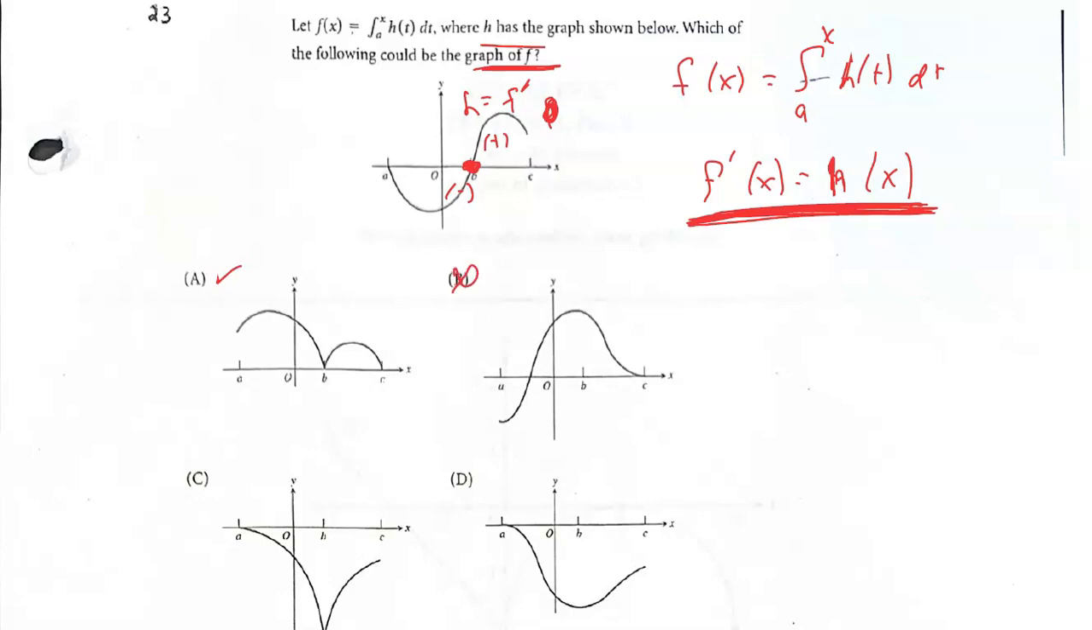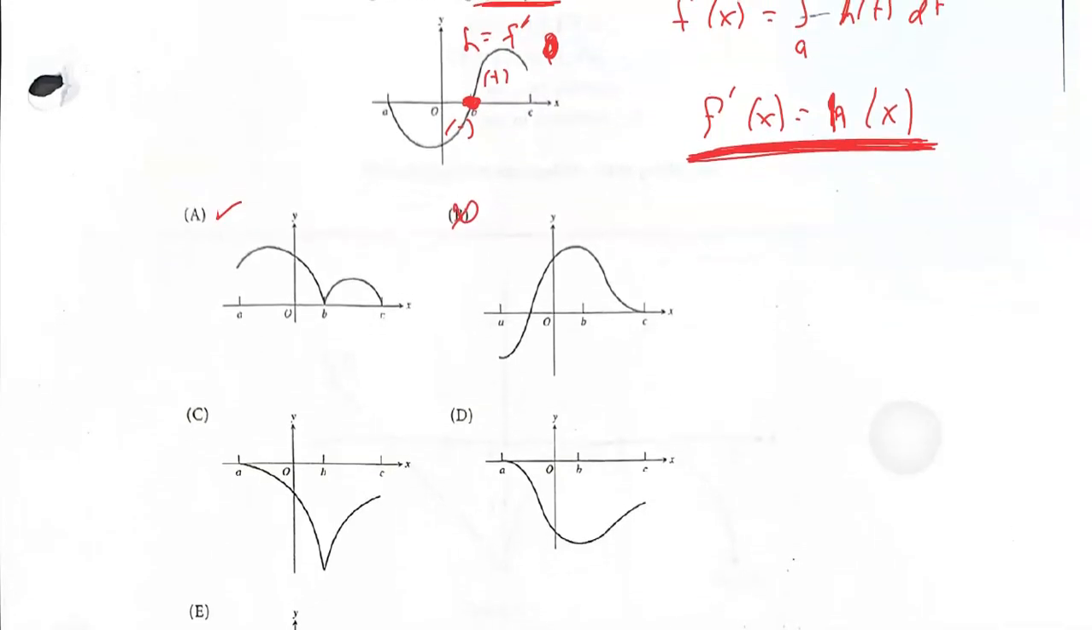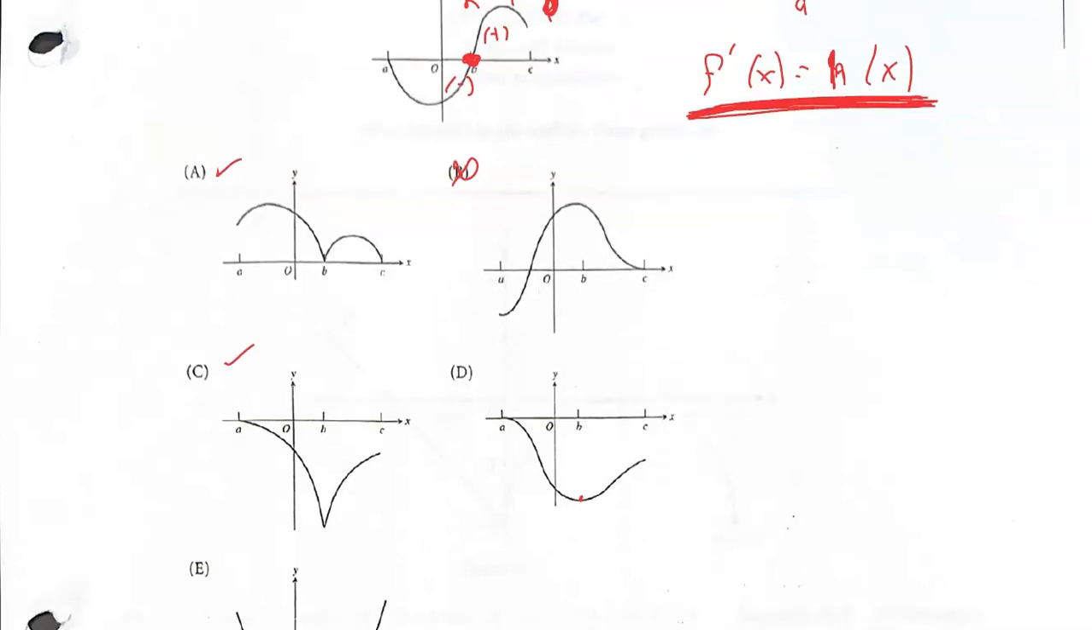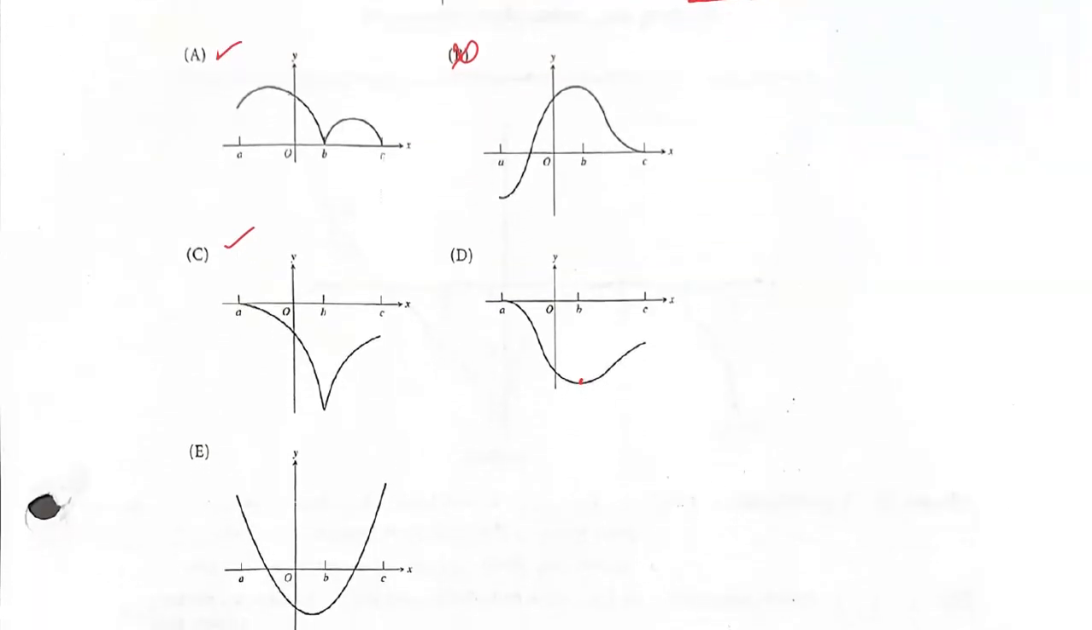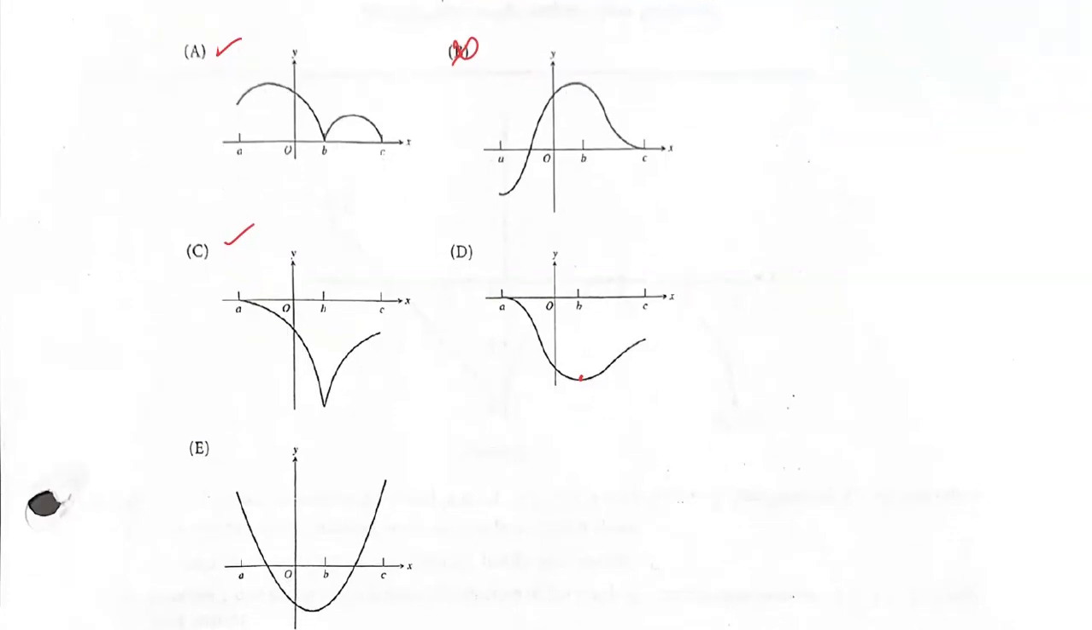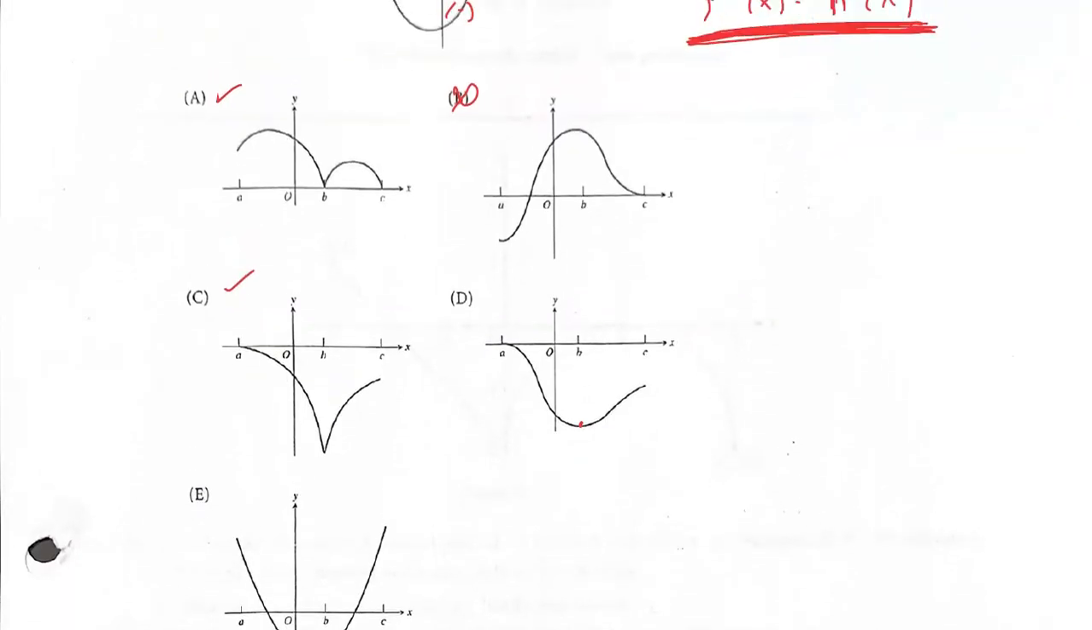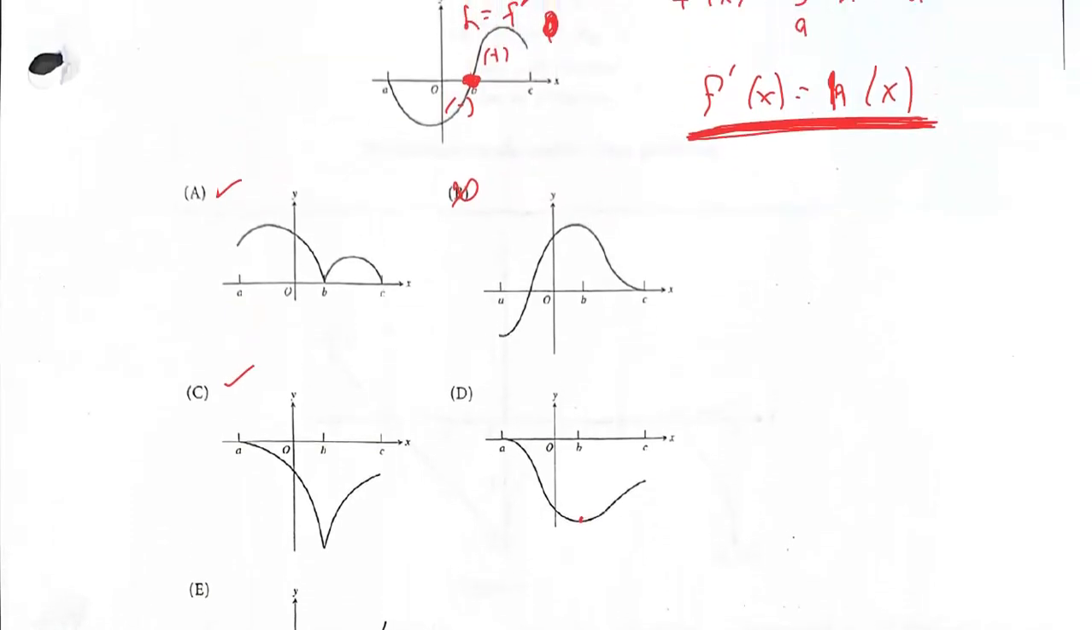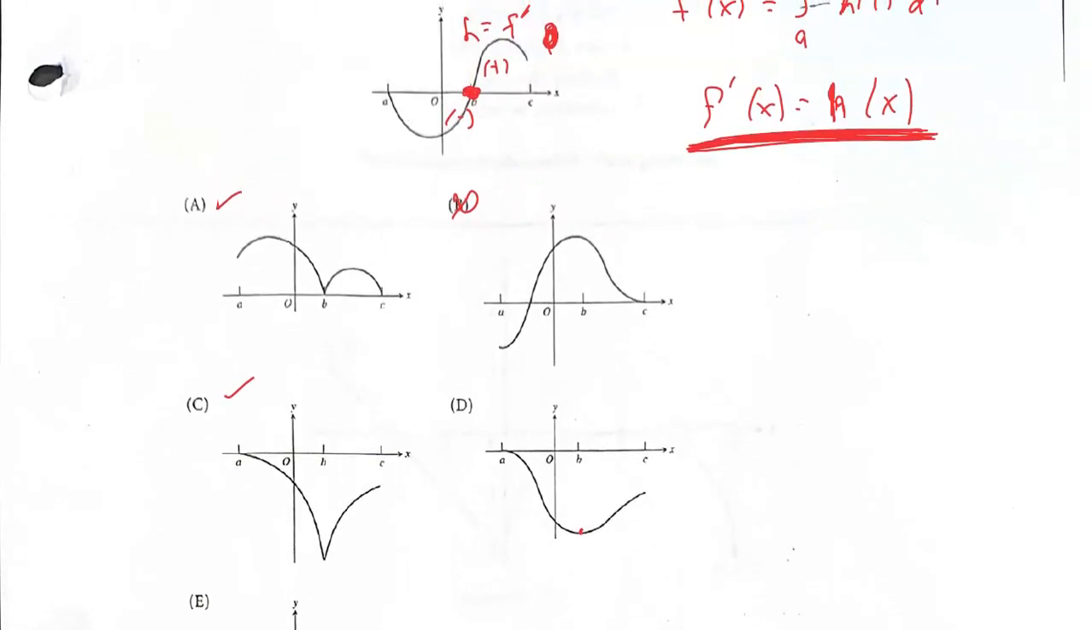So the graphs that have minimums at the point B: definitely not B. We might lose some of these. This has a minimum, so it could be C. D has a minimum at B. If you scroll on down to E, you'll see letter E does not have a minimum at B. So it's not B, it's not E, but it could be A, it could be C, and it could be D.